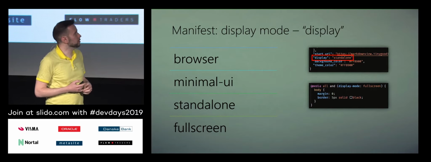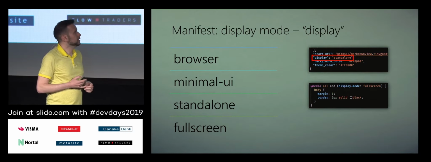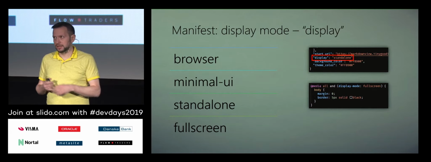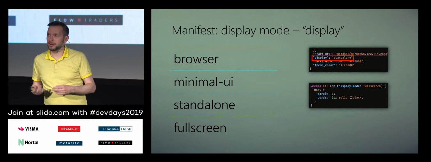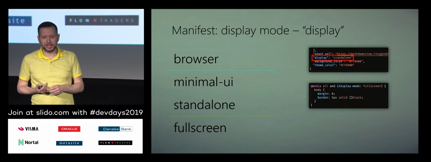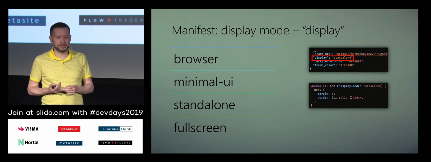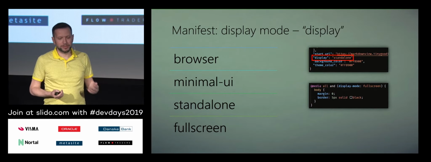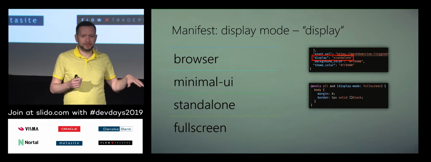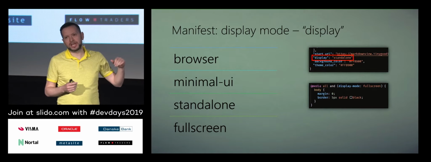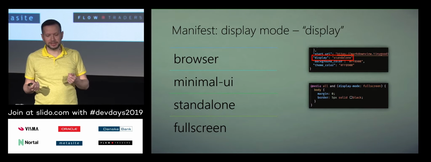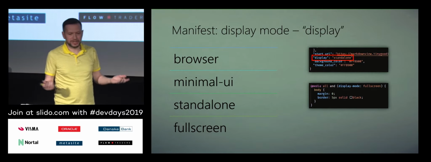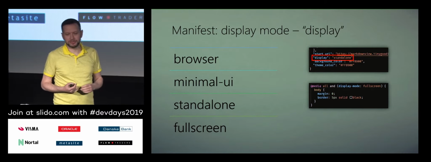An interesting part of that manifest is this display property. This is the thing that tells the shell around it how you want your app displayed. It can have various values. One of them is browser, which is basically your normal browser UI. Minimal UI is a minimalized UI where you only have navigation buttons and stuff like that. Standalone means that you don't want any browser UI, and fullscreen is self-explanatory. You just want your app to be full screen.